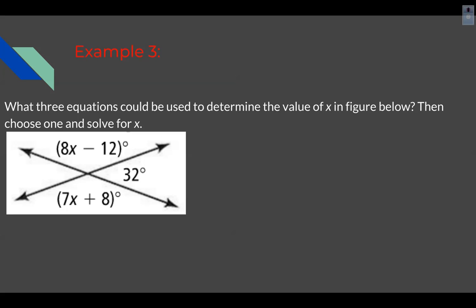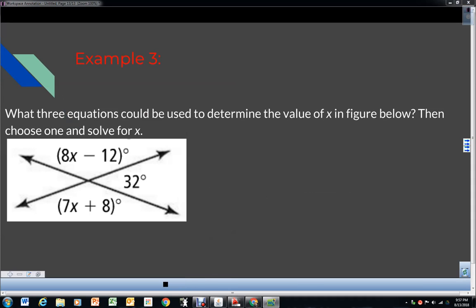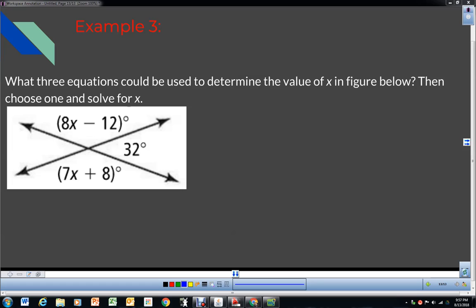All right. What three equations can be used to determine the value of x in the figure below? Choose one and solve for x. So let's look at this together. If I was going to solve for x here, there's several ways I can do it. We're going to write three equations. The first equation is by using vertical angles.